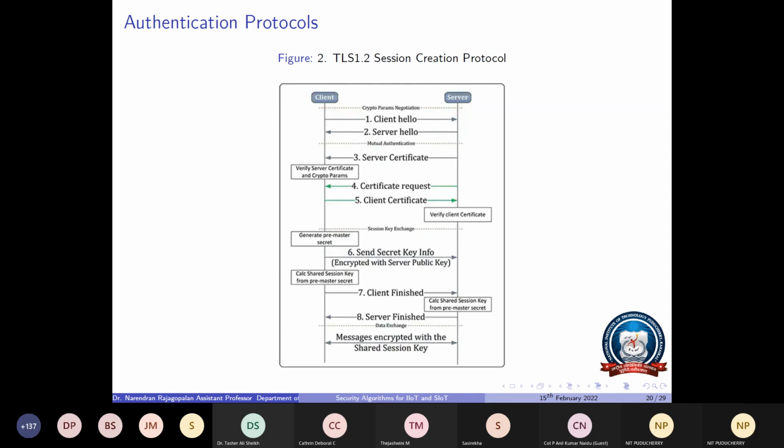Just after that, that key doesn't exist anymore. So for each data exchange, there is a session key that is being exchanged between the server and the client. This transport layer security facilitates this process.